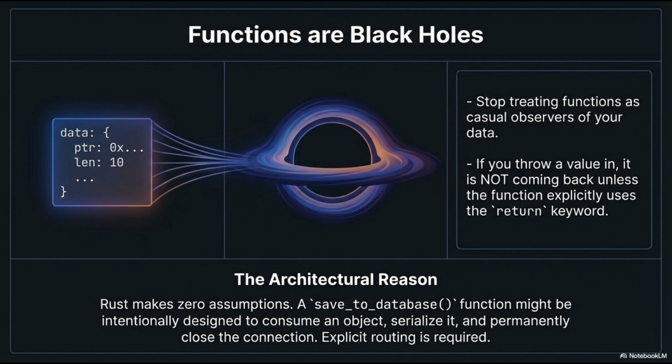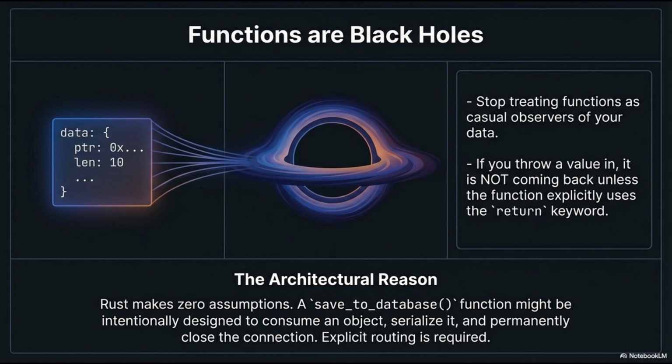Oh, I see. It is specifically designed to consume the data. Right. If the compiler automatically returned ownership to the caller, it would create massive logical inconsistencies about the life cycle of that data. Rust makes zero assumptions about your architectural intent. It forces you to wire the routing explicitly.